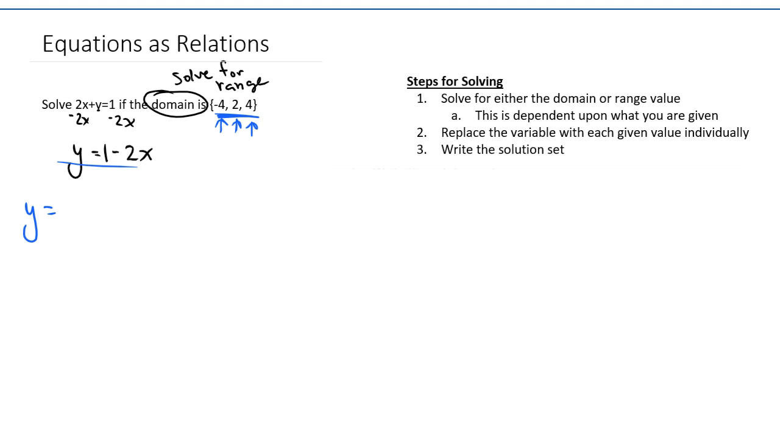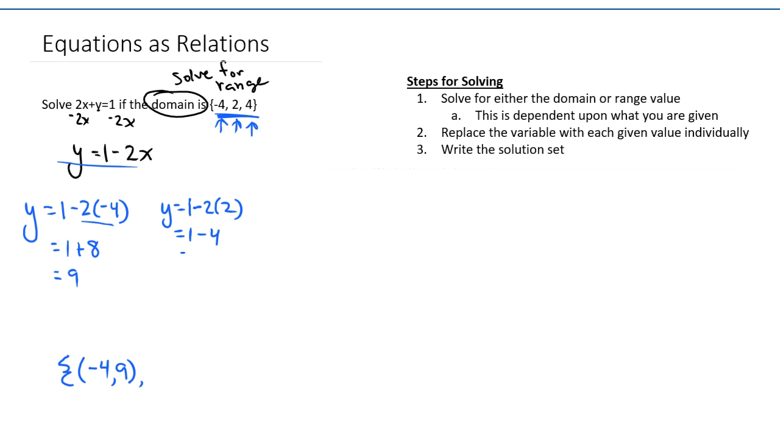So we say y equals 1 minus 2 times negative 4. So we say, okay, negative 2 times negative 4 is a positive 8, and 1 plus 8 is 9. So we have our solution set then of negative 4, comma, 9. Now we're going to plug in 2. So we say y equals 1 minus 2 times 2. Negative 2 times 2 is a negative 4. 1 minus 4 is a negative 3. So we have a solution, and part of our solution set is the coordinate 2, negative 3.